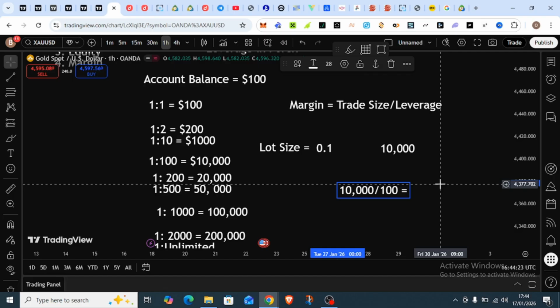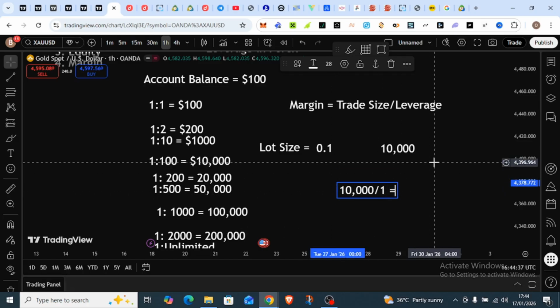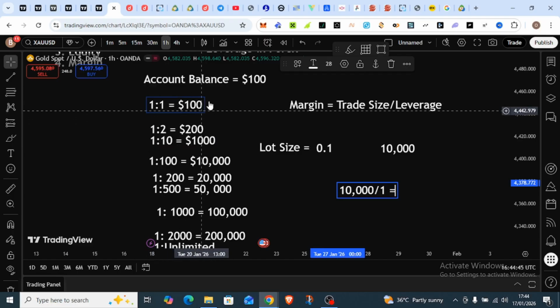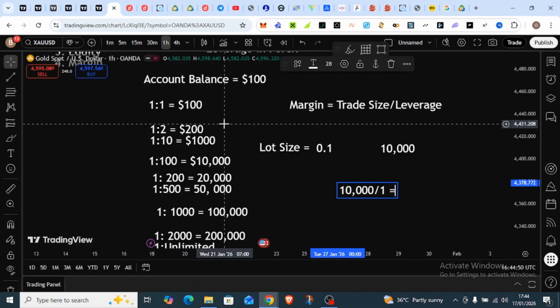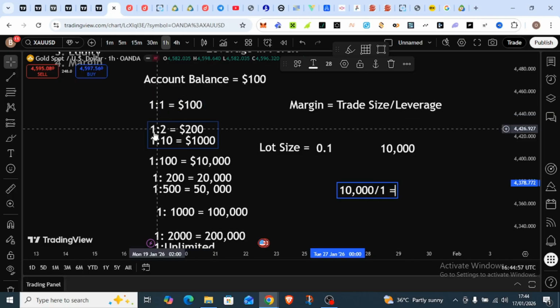Let's make it interactive. Type 10,000 divided by, let's start from the first one, 1. 10,000 divided by 1 is going to give us 10,000. So we need a margin of $10,000 to place this trade. So you have seen that we don't have $10,000 in our account. So we can't place the trade with leverage of 1:1.